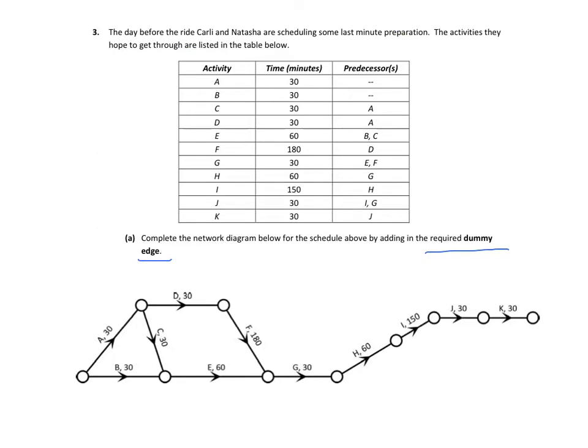Now remember, in order to tell where the dummy edge should go, by looking at our predecessors, we're looking for any doubling up of activity where the actual doubling up doesn't match. What I mean by that, here we've got a doubling up of A. A is a predecessor for two different activities, but in both cases A is the only predecessor there. If we look down here, we've got G as a predecessor for H and G also a predecessor for J.